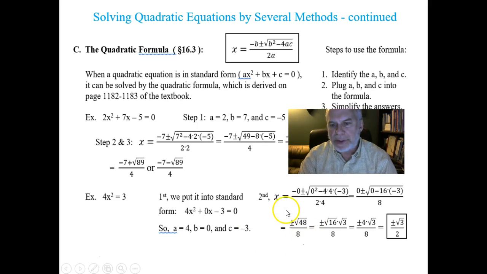So that's step 1. Step 2, I plug them into the formula. So B is 0, so -0 plus or minus the square root of 0 squared minus 4 times A, which is 4, times C, which is -3. And so over 2 times 4.